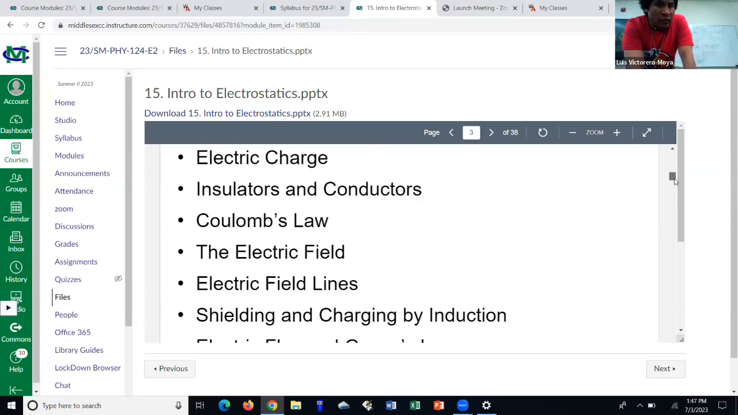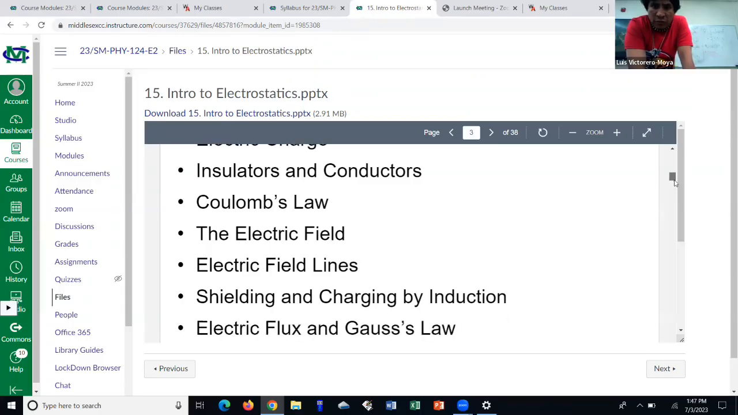I'm pretty sure I'm going to get to electric field today. We'll see. If not, we're going to do it on Wednesday, electric field lines. So we're going to cover all the materials needed for the lab on Thursday. So that's good.